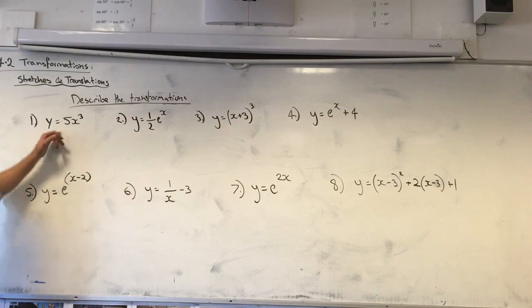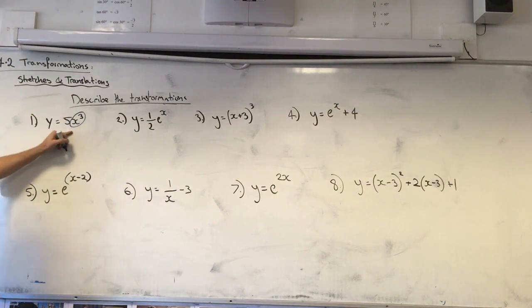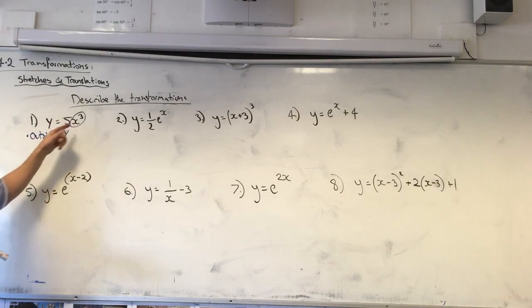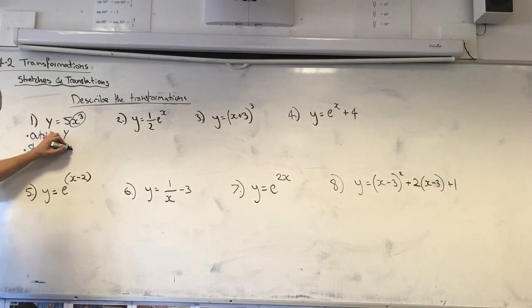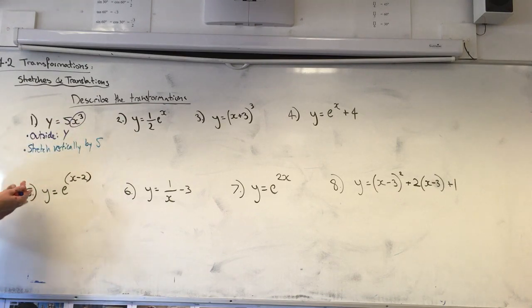Okay, so the first one, 5x cubed, we have a 5 there, which is outside the function. I can draw a circle around the original function. So outside, so it affects y. And we're timesing it by 5. So that's going to be a stretch vertically by 5, which in other words means we're going to times all the y coordinates by 5.